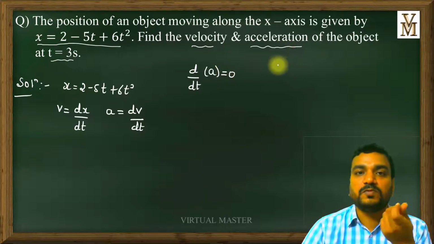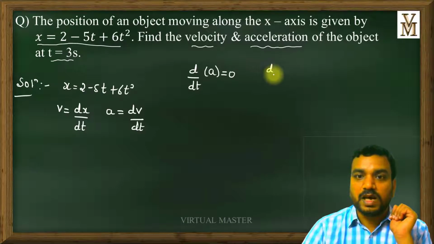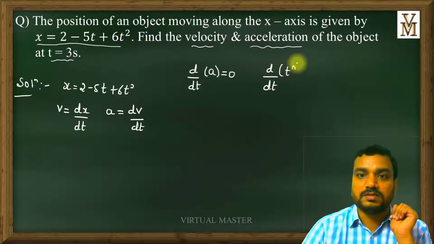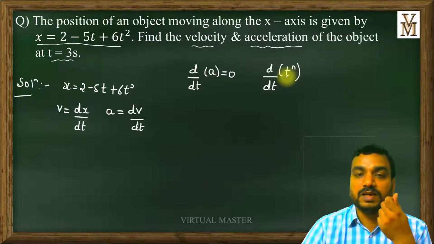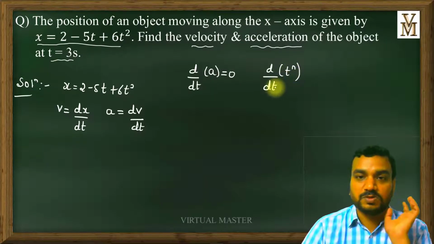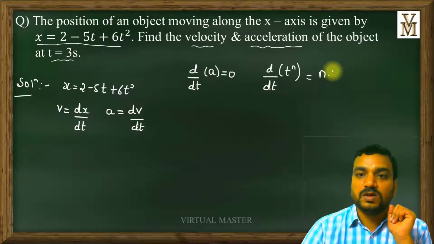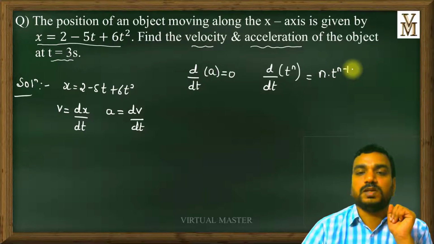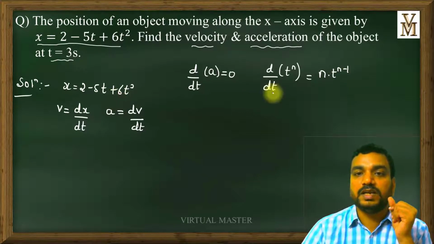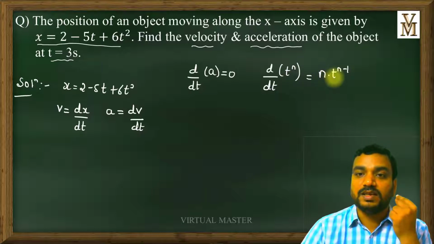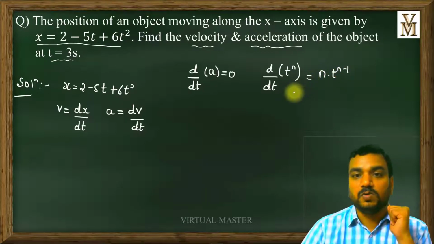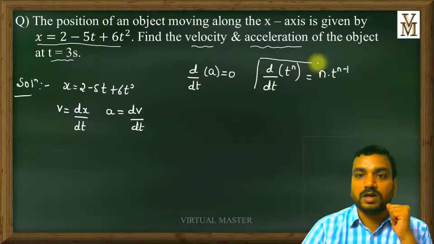Assume that you want to differentiate a variable with the power n. I want to differentiate d/dt of t^n. We are differentiating a variable t with power n with respect to t. Now the formula for this is n times t^(n−1). That is, d/dt of t^n is equal to n t^(n−1). You have to remember this formula. You have to apply this formula everywhere.